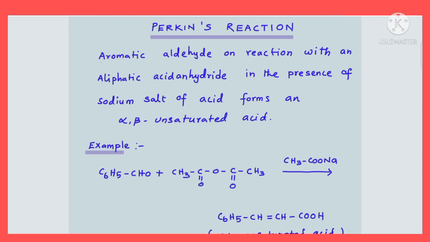A chemical reaction in which an aromatic aldehyde reacts with an aliphatic acid anhydride, in presence of the sodium salt of the acid, is giving a product, alpha beta unsaturated acid. So this reaction is what we call Perkin reaction. Okay, I repeat again. An aromatic aldehyde reacts with aliphatic acid anhydride in presence of a base, sodium salt of carboxylic acid, giving a product alpha beta unsaturated acid.